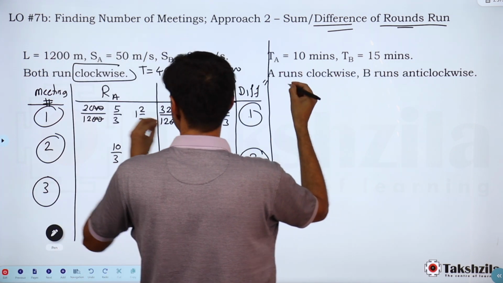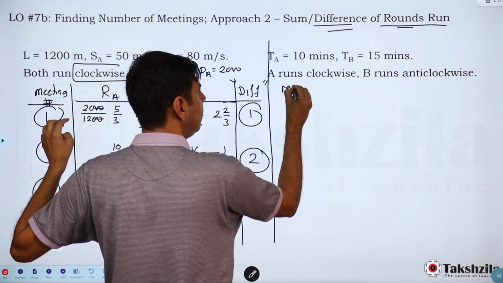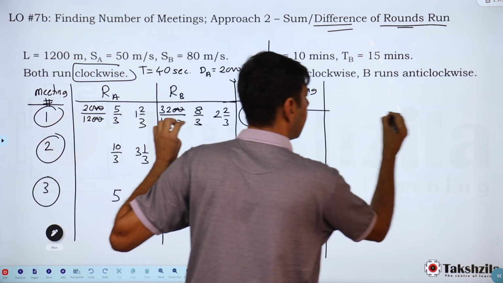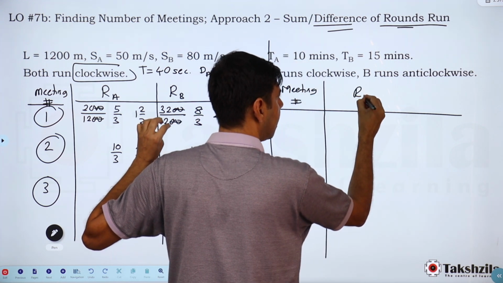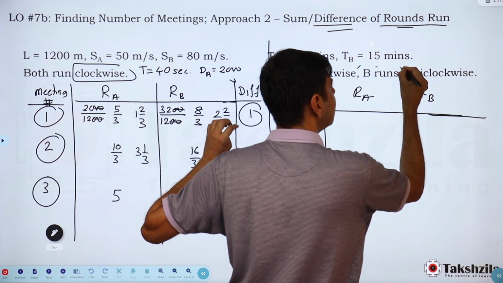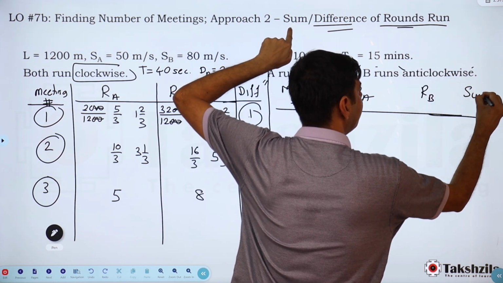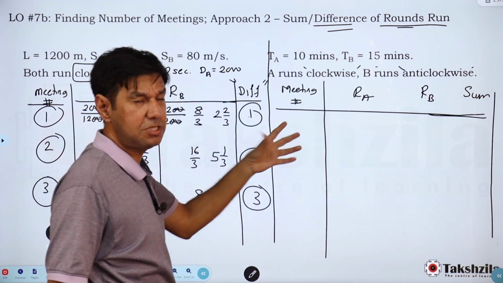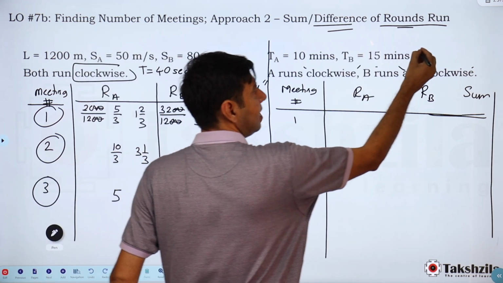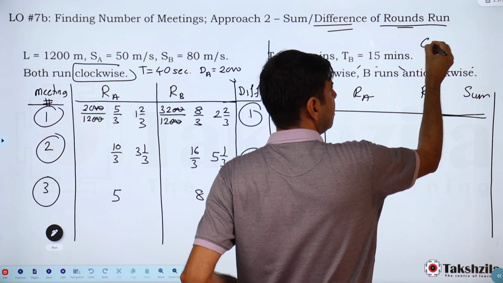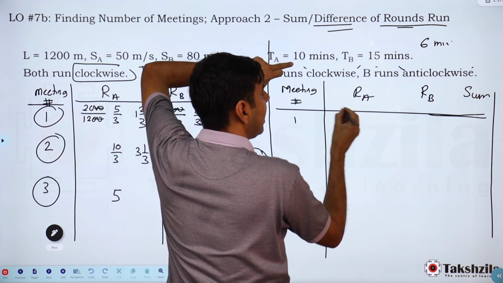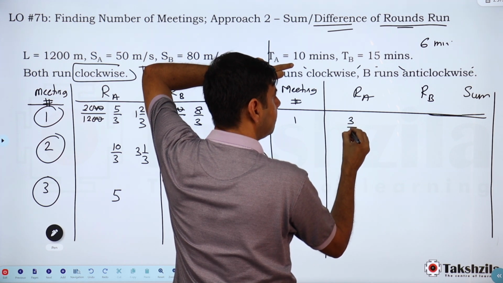Let's do it out over here. So we have meeting number, rounds run by A, rounds run by B, and obviously you can anticipate, since they are in opposite directions, we are going to now talk about the sum of rounds run. So it's just left for us to see, observe, right? So the first meeting we know happens in 6 minutes. Right, 10 into 15 over 10 minus 15, 6 minutes, and we know in 6 minutes he does 6 by 10, that is 3/5 of a round.